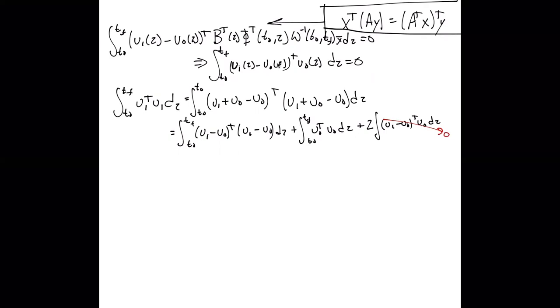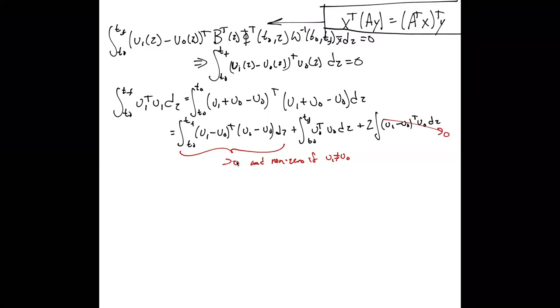Another thing that we can say is that this guy right here on the left is always positive, and non-zero if U1 is not equal to U naught. Hopefully you all can see that. It's basically just taking any vector transpose itself, which is going to be a positive number. And if U1 is not equal to U naught, then it's going to be non-zero, strictly positive under that assumption.